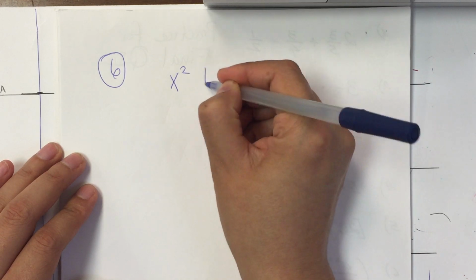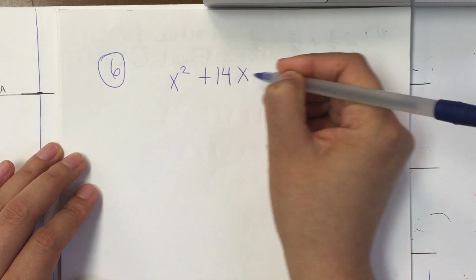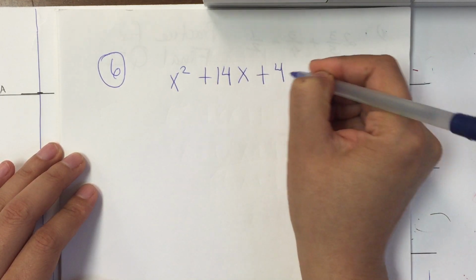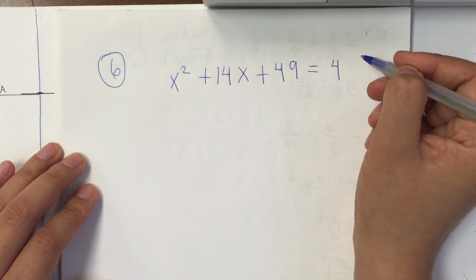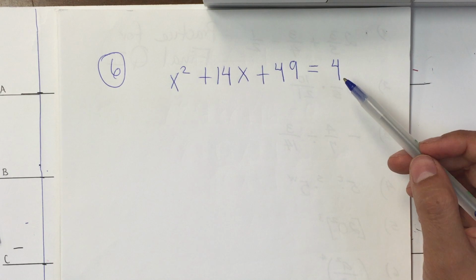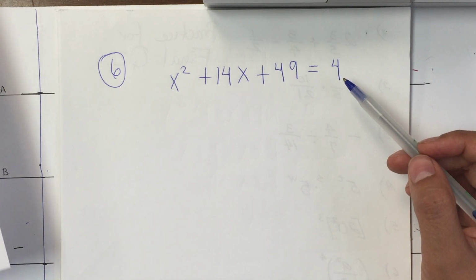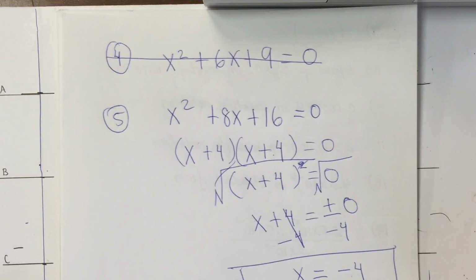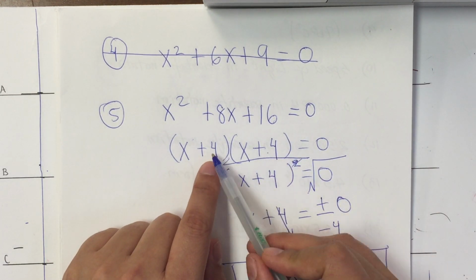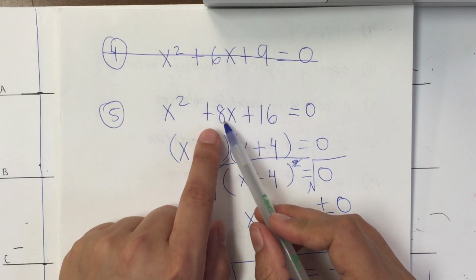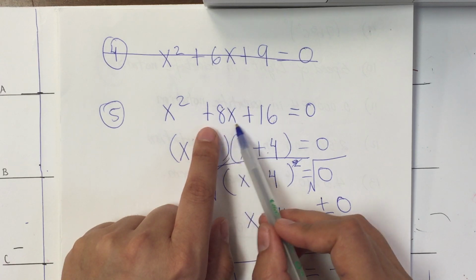x squared plus 14x plus 49 equals 4. So, something different. Let me go back to the previous ones, and I want you to see something before I move on to that one. I want you to notice that this number is half of the middle term.